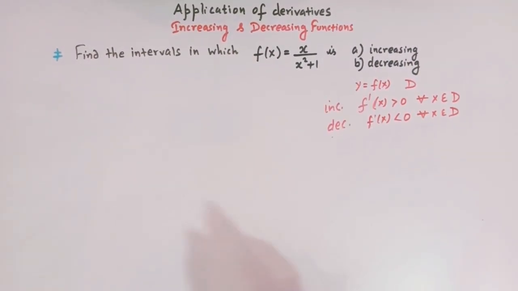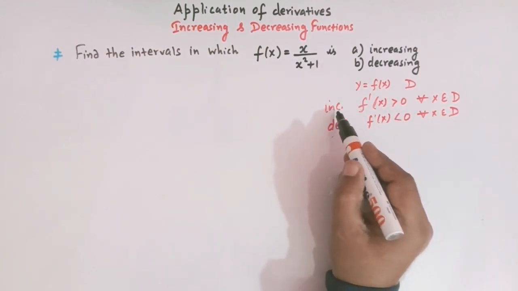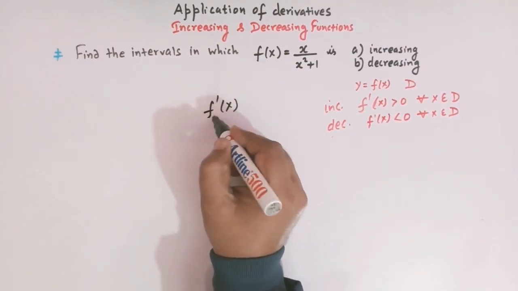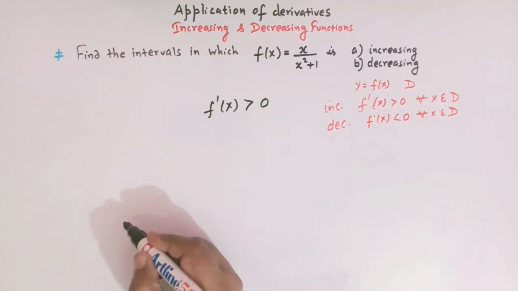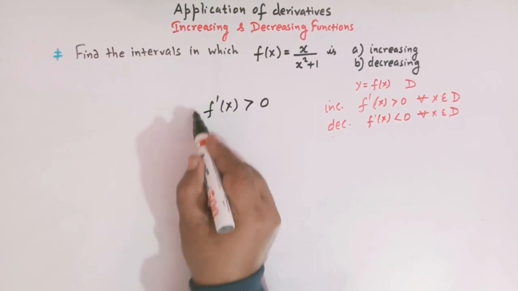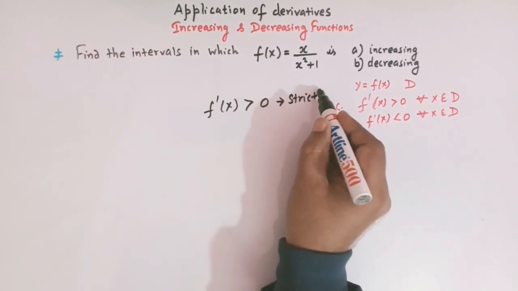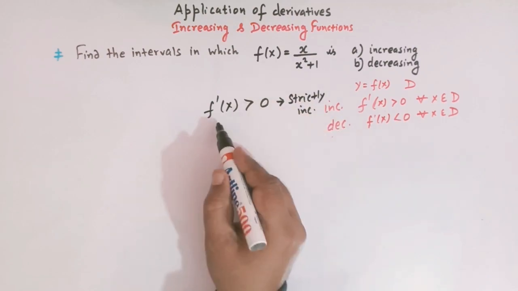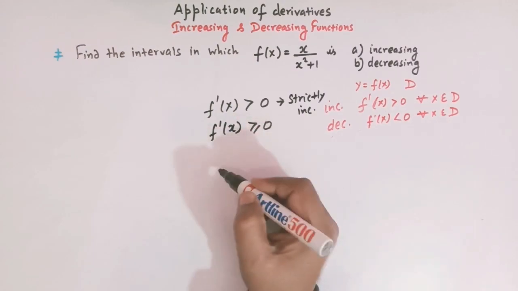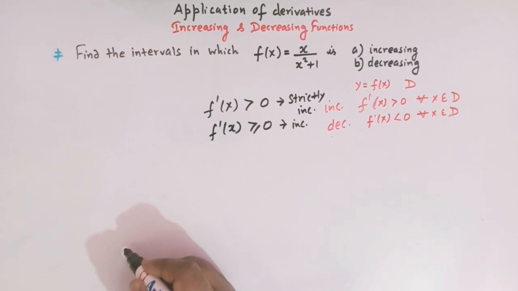Here I would like to mention that when we are taking the function as increasing, we are taking the inequality f prime of x is greater than 0. When we take this condition, we say that the function is strictly increasing. But when we take f prime of x is greater than or equal to 0, then we simply say that the function is increasing.